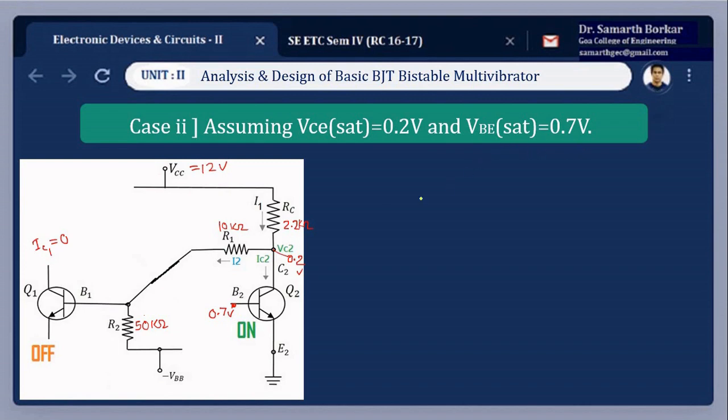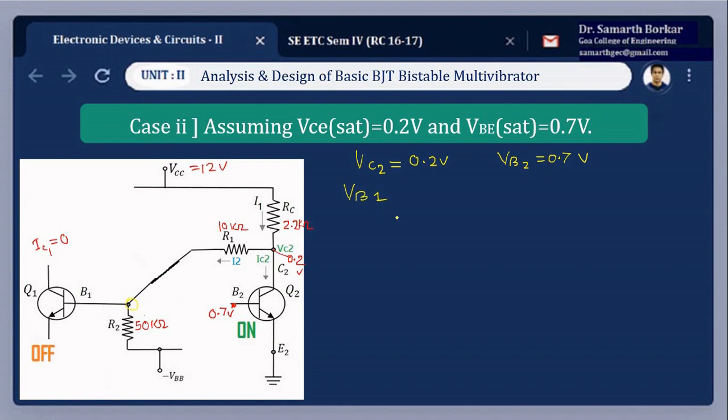For the transistor Q2, the emitter is grounded. So instead of VC set, we can write VC2 as 0.2 volts and VB2 equals 0.7 volt. So referring to this figure, now you can make out what the first step is. The first step is to check how much is the voltage at this point, at VB1.